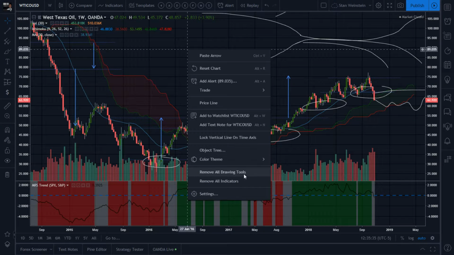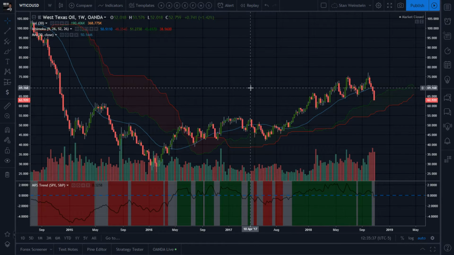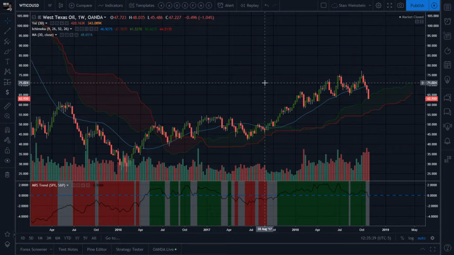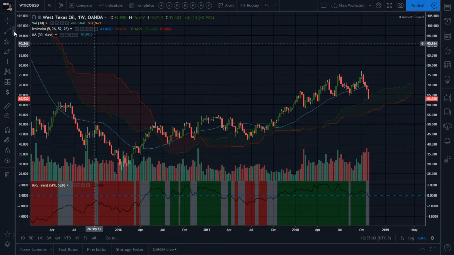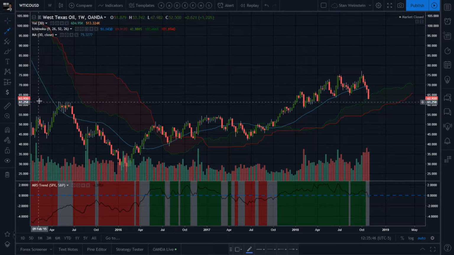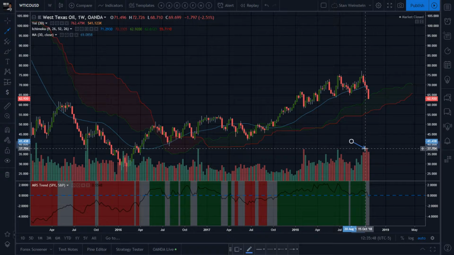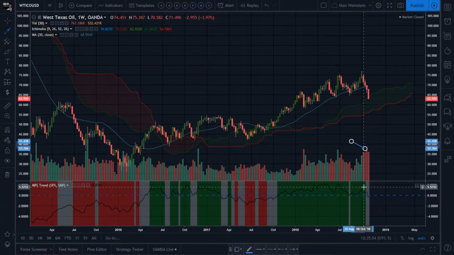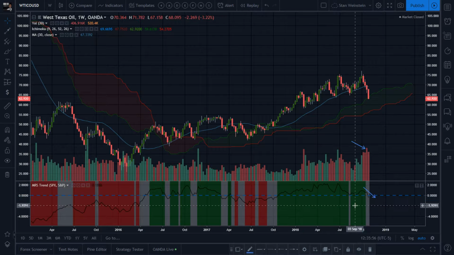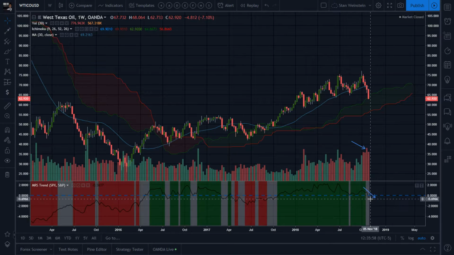Let's remove all those drawing tools. What do we have here, guys? Look at that. Oh, look at that red volume right here. Increasing red volume right here. What else do I see? Underperforming the SPX. Underperforming the SPX. Price action below 30-week moving average.